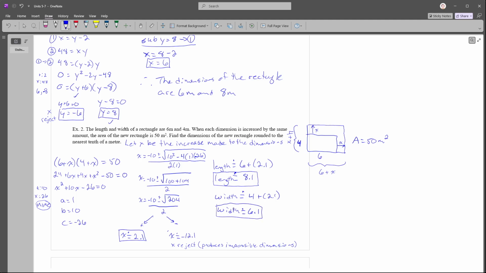So we've got all of our dimensions. Now it's just a matter of giving a final concluding statement. Remember the approximate, okay? So therefore, the new dimensions are approximately 6.1 meters and 8.1 meters. There we go. So that gives us a fairly straightforward example of doing these types of problems.